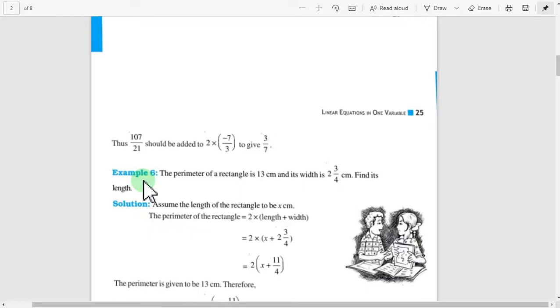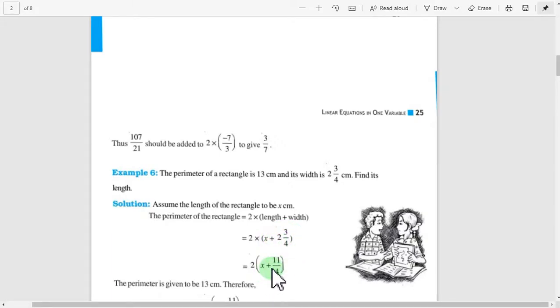Third, example 6. The perimeter of a rectangle is 13 centimeters. Its width is 2 3 by 4. Find its length. The perimeter of a rectangle is 2 into length plus breadth, or length plus width. So here what is unknown? Length is unknown. Which is unknown, that you have to consider as a variable. Assume the length of the rectangle as x. The perimeter formula is 2 into length plus width. So 2 into x plus 2 3 by 4.